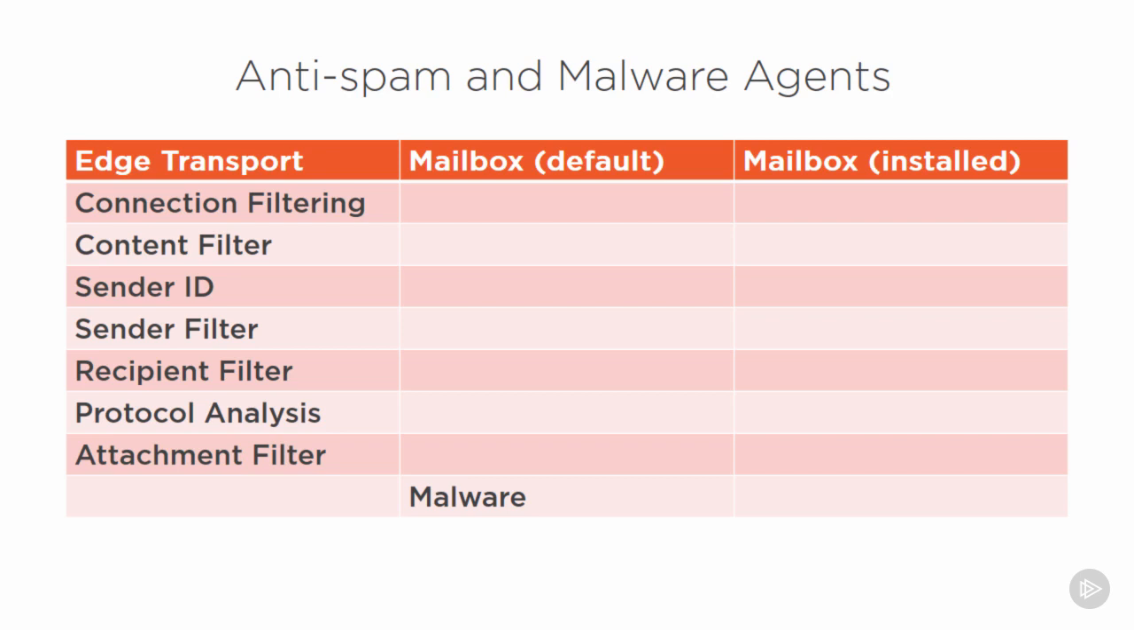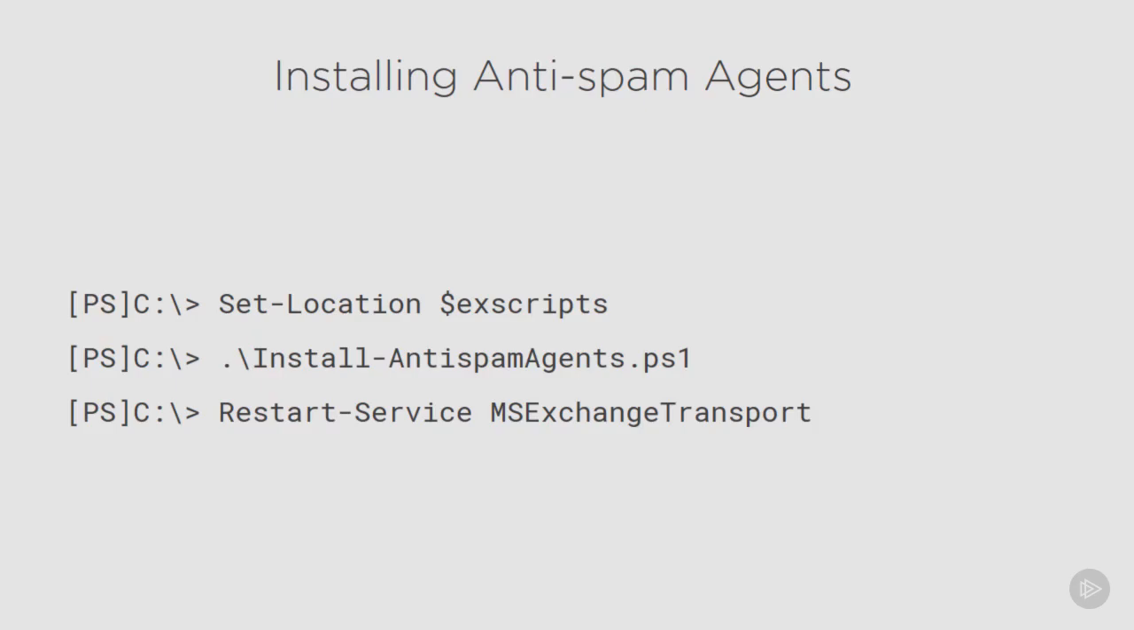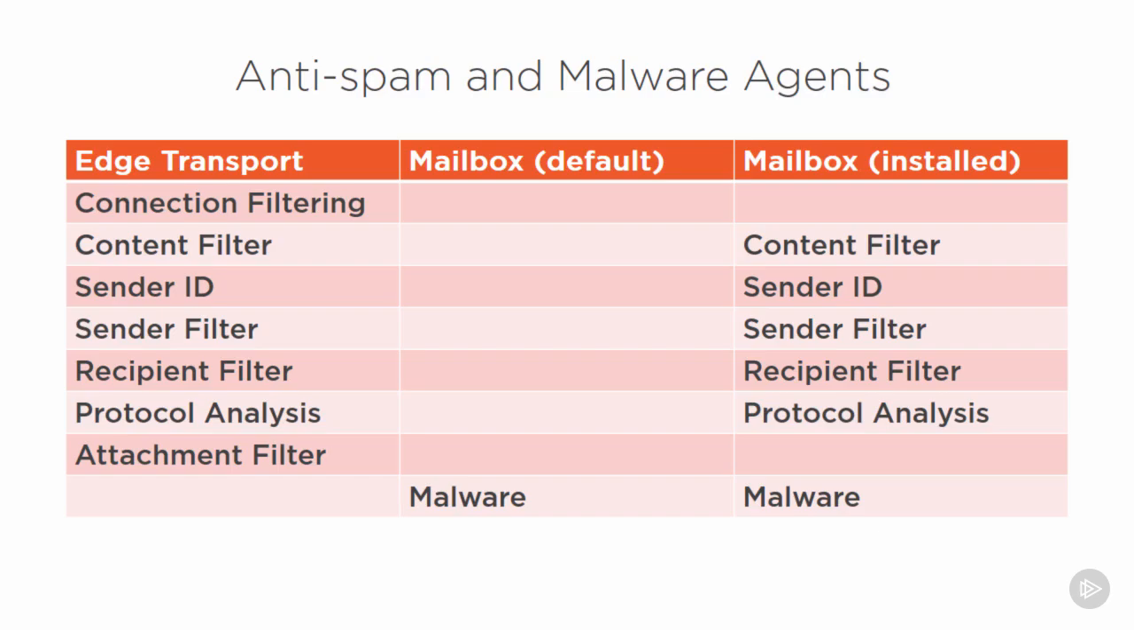But if you go ahead and install the anti-spam agents by changing to the EX scripts path and running the install anti-spam agents script, the additional agents will be available after you restart the transport service, and the Mailbox server will then have the content filter, sender ID, sender filter, recipient filter, and protocol analysis. And of course, it will also have the malware agents as well. Since the Edge Transport server role has more agents than the Mailbox server, that's what we'll use for the Globomantics examples, and then take a look at the malware filtering on Mailbox servers afterwards.